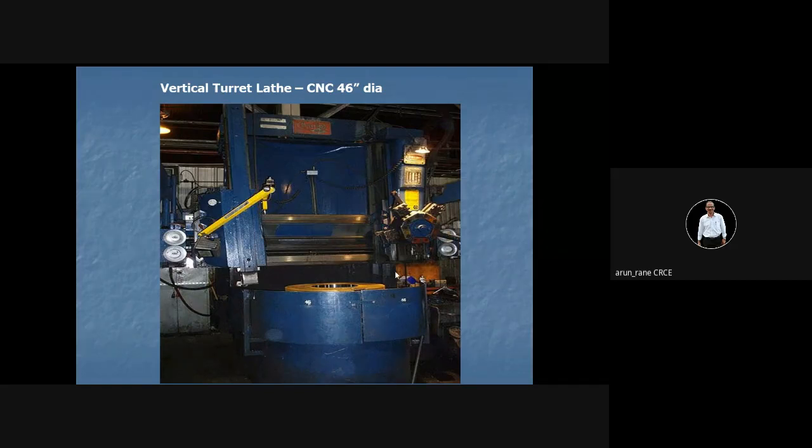All right. This is a guard which is necessary, because if the component flies off, the operator is standing here, it can cause an accident which can be fatal also. It can cause deaths, not only to the operator but to anybody who is around.